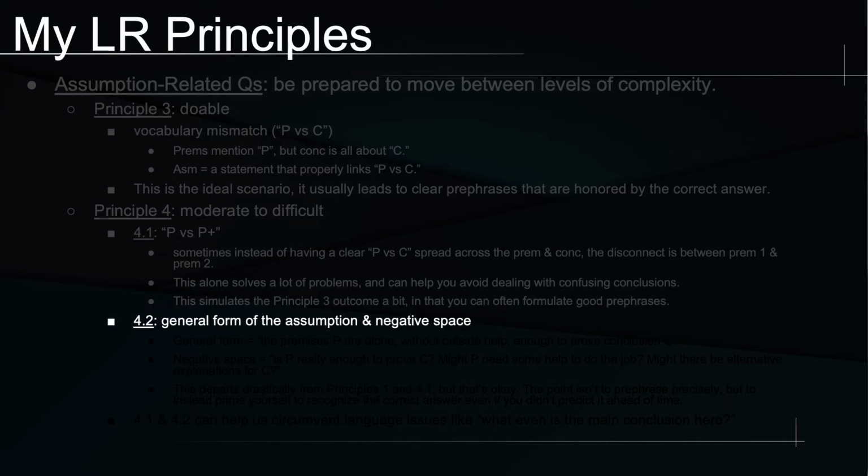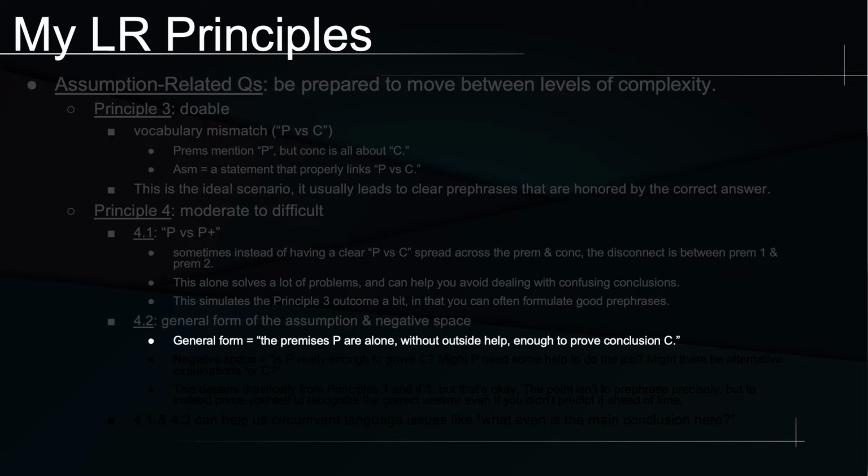And so sometimes P versus P plus isn't enough, though, and that's where I find myself most often. So I mentioned in the lightning review of my LR principles that 4.2 is where I usually find myself a lot for the harder questions. So we'll talk a little bit here about what that is and why I'm here a lot. So 4.2 is when I have tried P versus C and P versus P plus. Neither of them are really going to work out. That's when I default to this approach, which is to look for what I call the general form of the assumption, as well as do some negative space analysis. So the general form of an assumption is this. The premises P are alone, without outside help, enough to prove conclusion C.